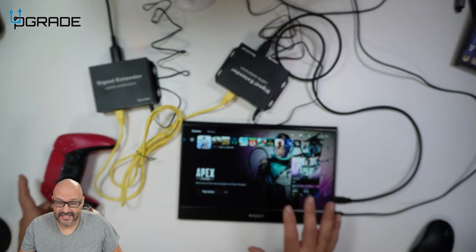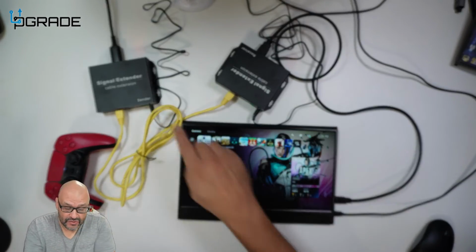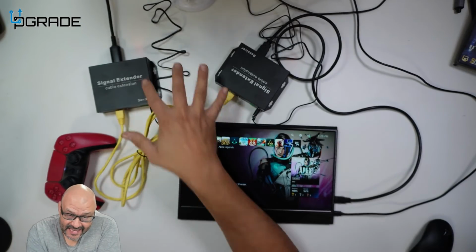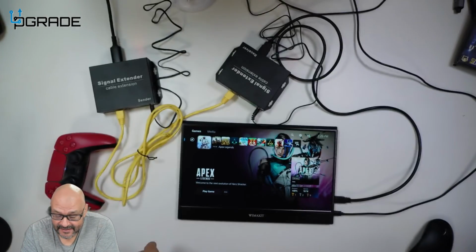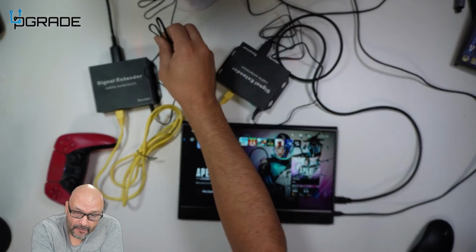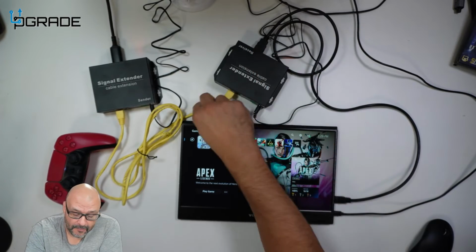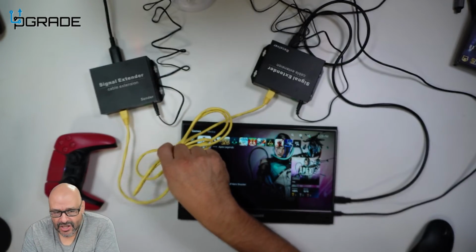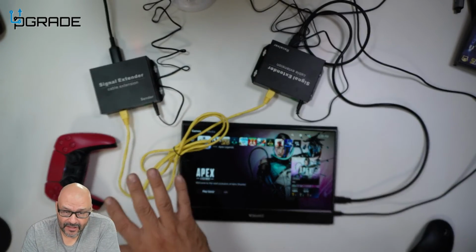And this is pretty much the system on PlayStation 5. Using the actual extender and the sender. The sender and the extender, right? Very simple, like I said. It does require power, so both of them require power on both ends. And of course, your Category 5, you're going to have to do the cabling, all right?